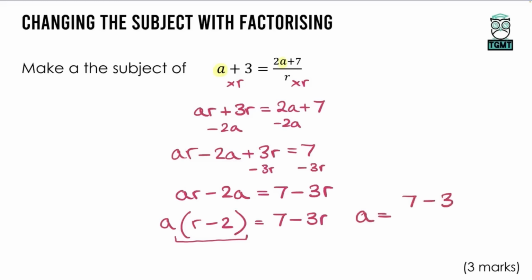So we have 7 minus 3r all over, and it's up to you at this point. You can leave it in the bracket or you can remove the bracket, but we have r minus 2, and there we go, and that would be our final answer. a is now the subject, and a does not appear anywhere else within this. So there we go, that is changing the subject with some factorising.